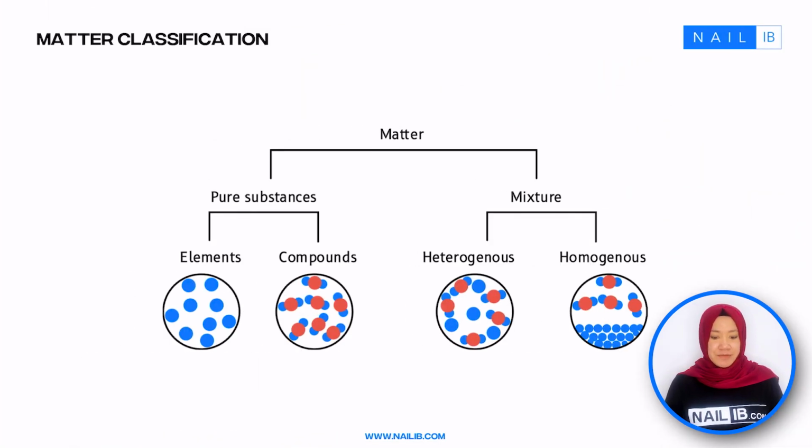Matter classification. When we're talking about matter, you can find it around us. Matter is everywhere and makes up everything, including me and you. Your laptop, your tablet, your TV, your bicycle, or any single thing that has mass and occupies space is matter. And it is classified into 2: pure substances and mixtures.